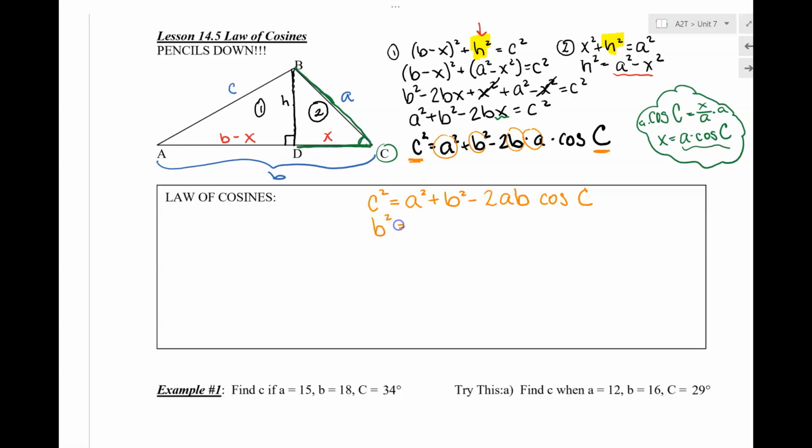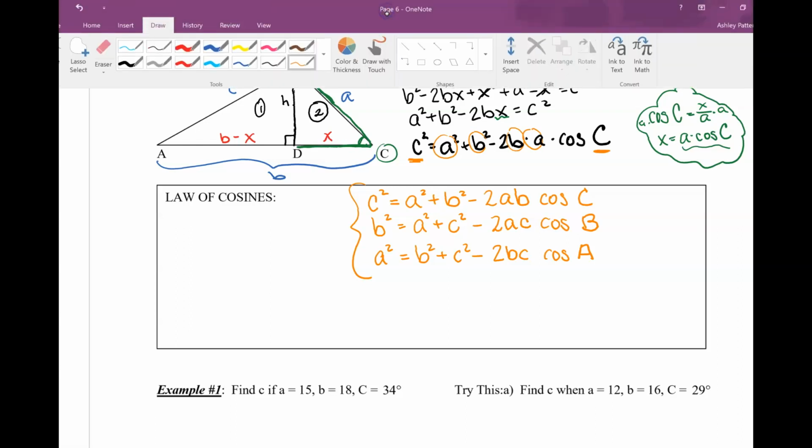If this is b squared, that means that little a squared plus c squared, the other two sides, minus 2 times little a, little c, times the cosine of angle b. Or, yep, little a squared is equal to b squared plus c squared minus 2bc times the cosine of big A. And there are your three variations of the law of cosines. Pretty awesome. I do like the law of cosines. I'm not going to lie.